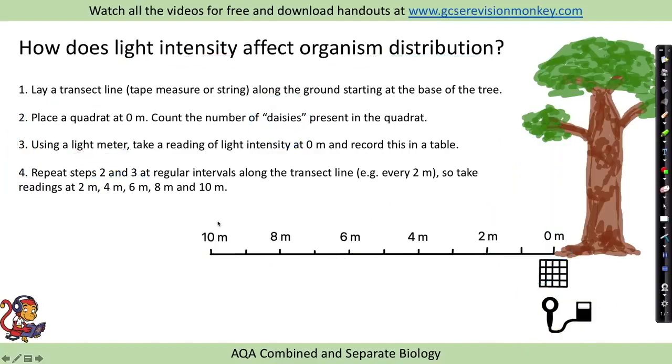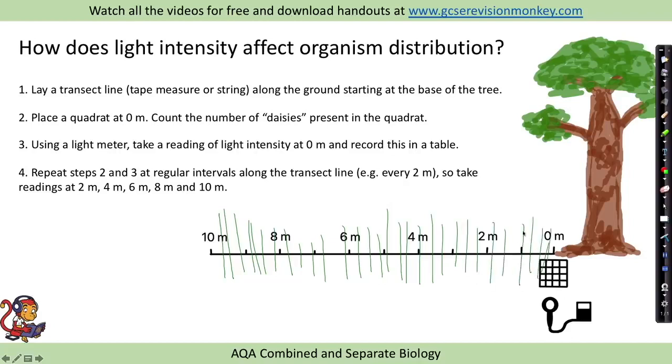Now I want you to imagine that we're sampling in a woodland, and along the transect, away from the tree, there's lots of long plants and long grasses. Now in this case we simply can't place a quadrat on top of the long grass, because the grass is just far too long. So you might see in the exam them talking about counting the plants that are just touching the transect line.